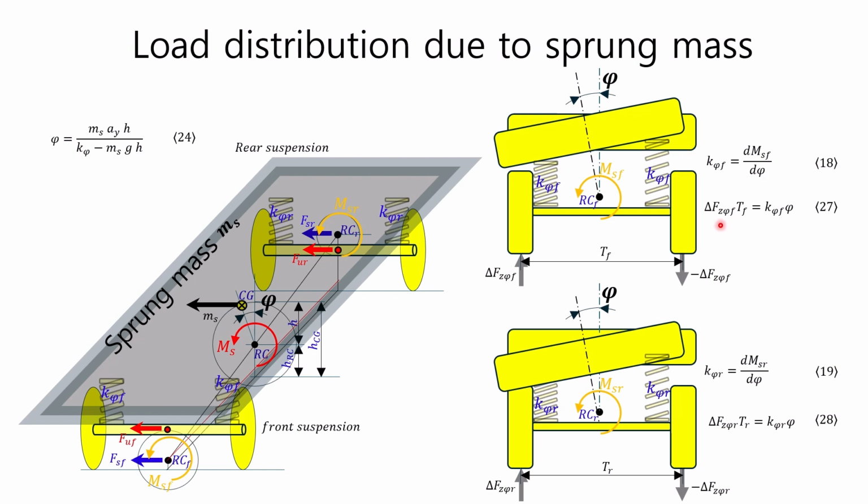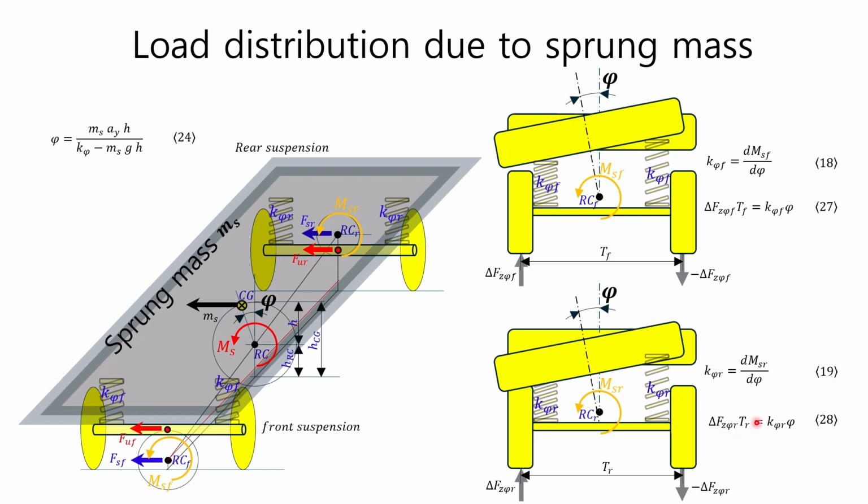Similarly, the rear suspension roll stiffness can be expressed as equation 19 by differentiating the rear sprung moment MSR with respect to the roll angle phi. According to the law of action and reaction, the moment MSR generated by the rear sprung mass must be equal to the reaction moment of the vehicle, which can be obtained by multiplying the rear load transfer delta Fz phi R by the rear wheel track Tr. Therefore, equation 28 can be obtained.